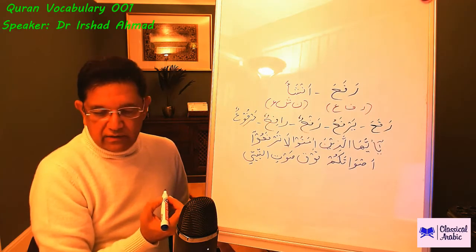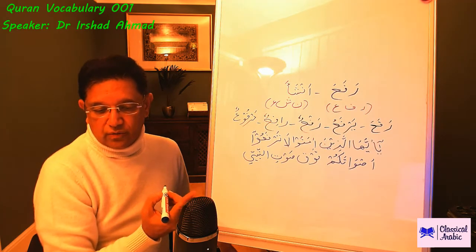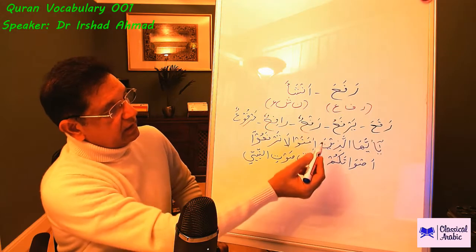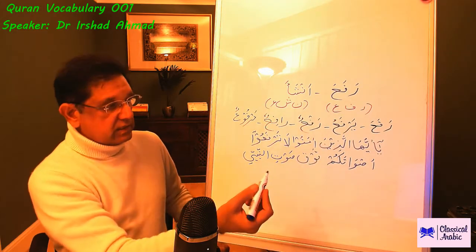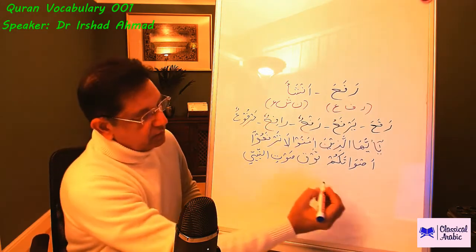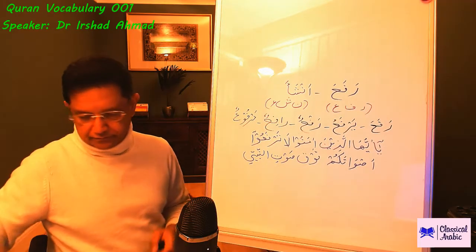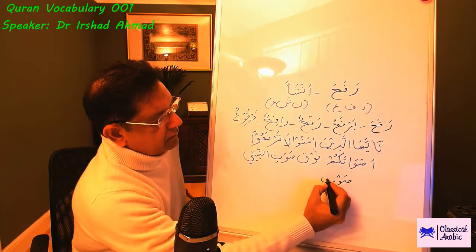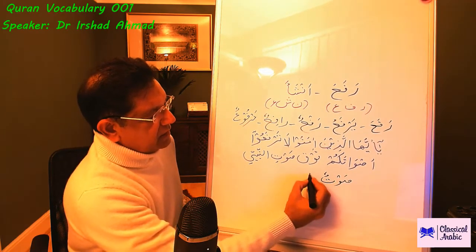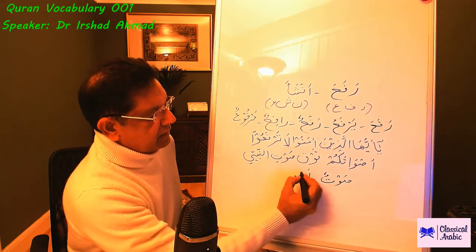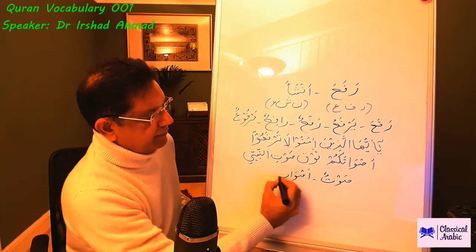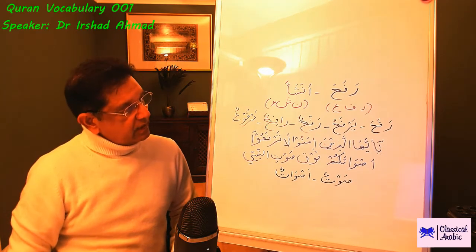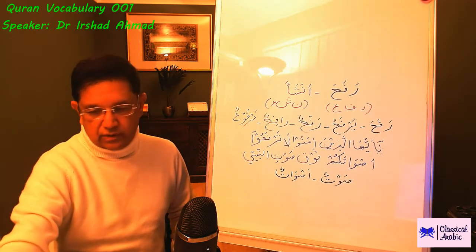O believers, do not raise your voices above the voice of the Prophet. So here Rafa'a has been used to mean raising voice. Sawtun is voice, and plural Jama Mukassar is aswatun. So that is an example from Surah Hujurat.